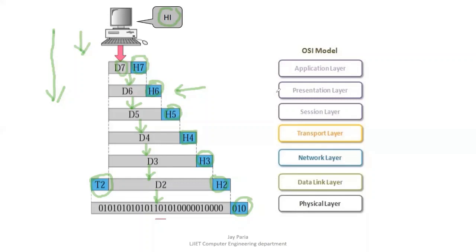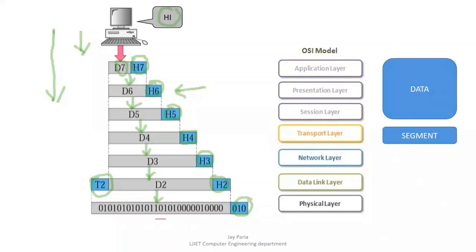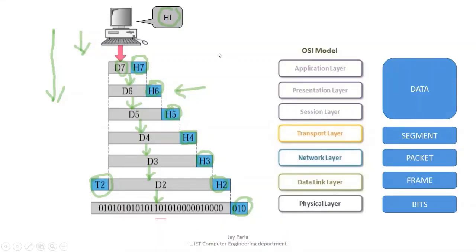Now in each layer, this particular data is called with a particular notation. Now, in the application layer, as you can see, the D7 and H7 are combined. So this D7 and H7 together are called data.